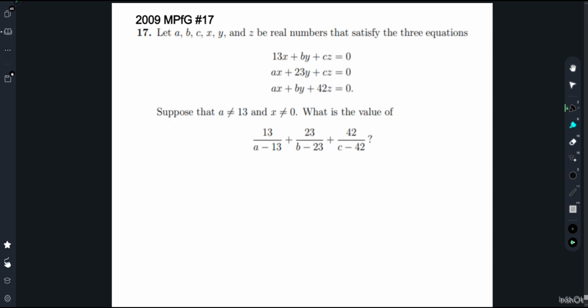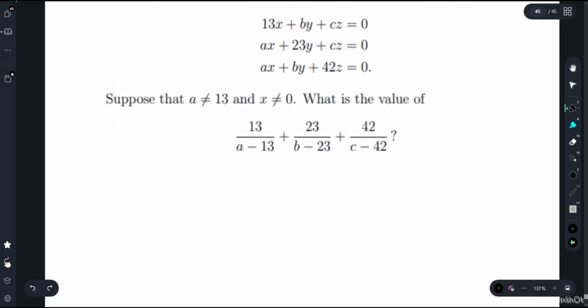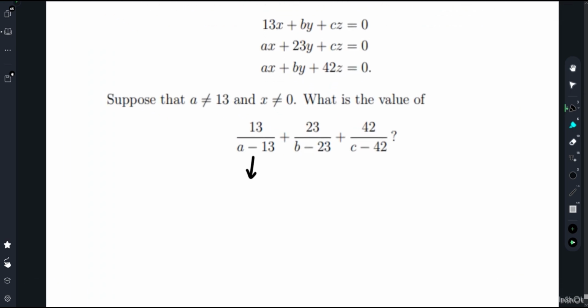Suppose that a is not equal to 13, x is not equal to 0. What is the value of 13 over a minus 13 plus 23 over b minus 23 plus 42 over c minus 42? So first of all, we want to simplify this by turning this into 1 minus a over a minus 13 and the negative version of this. And so by symmetry, this is what we can do for all of the terms.